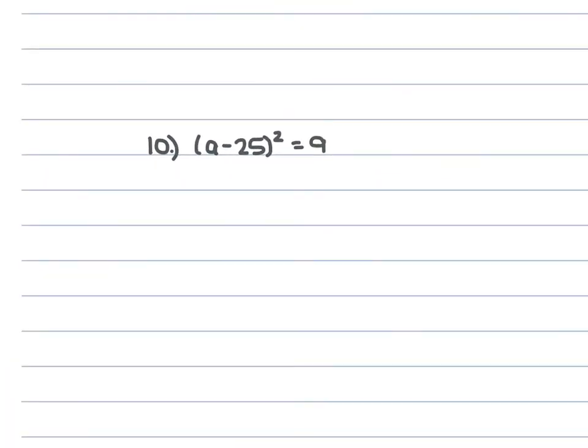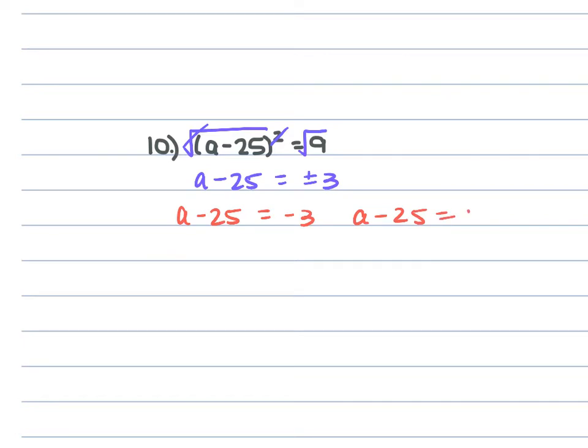For 10, we have (a minus 25) squared is equal to 9. So we're going to start by taking the square root of both sides. We're going to have a minus 25 is equal to plus or minus 3. So that's going to be a minus 25 is equal to negative 3, as well as a minus 25 is equal to positive 3. We're going to move the 25 over by adding it to both sides.